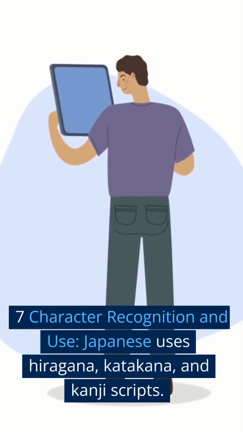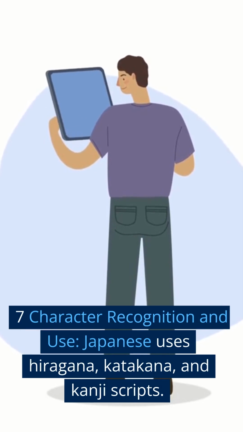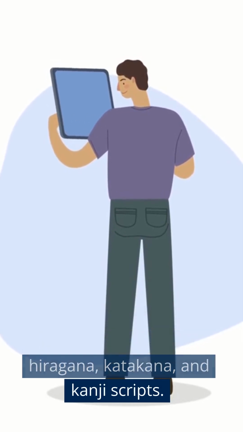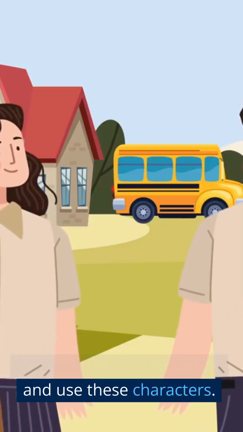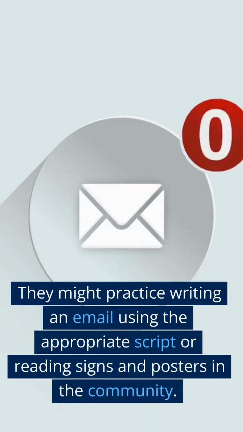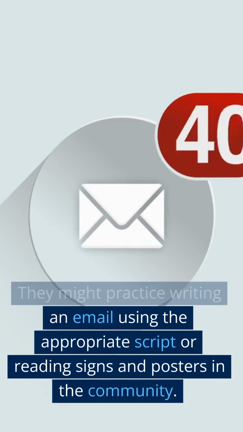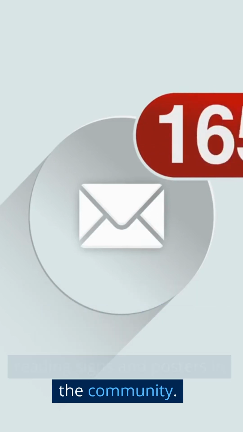7. Character recognition and use. Japanese uses hiragana, katakana, and kanji scripts. Students learn to recognize and use these characters. They might practice writing an email using the appropriate script or reading signs and posters in the community.